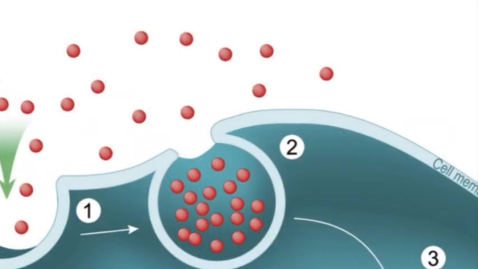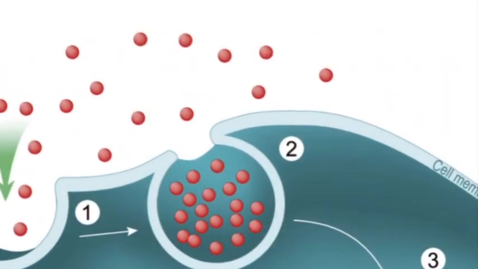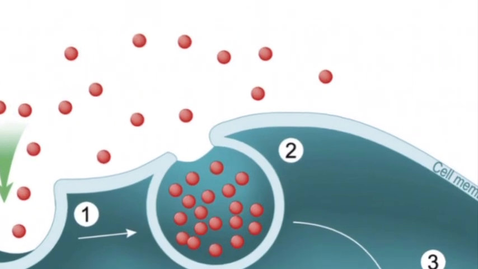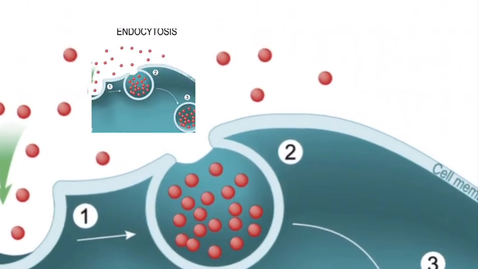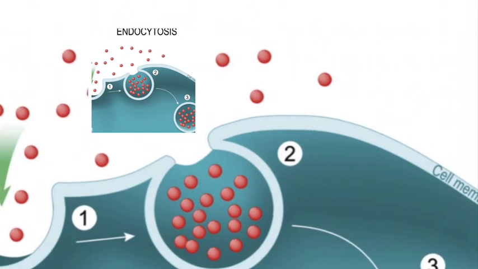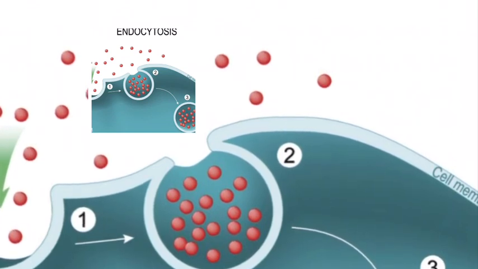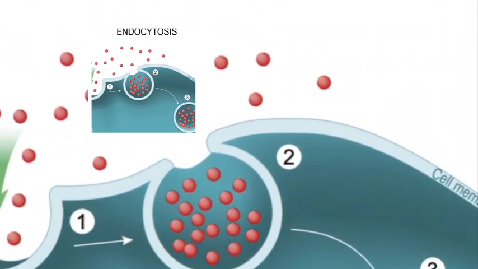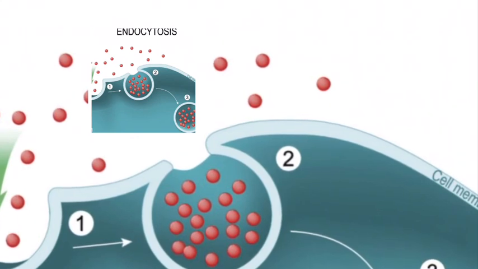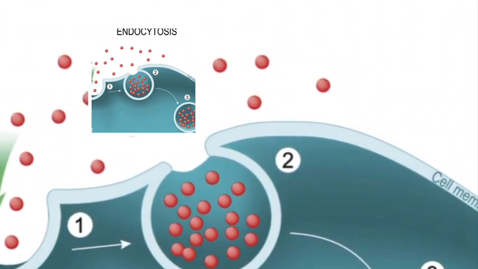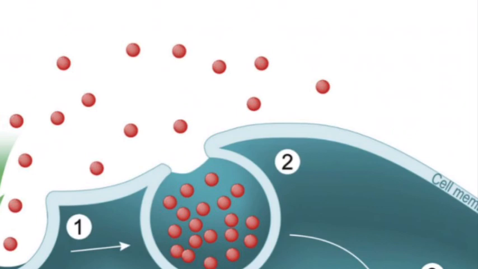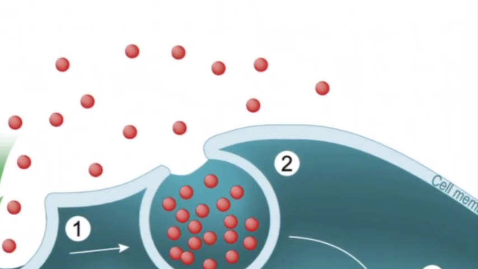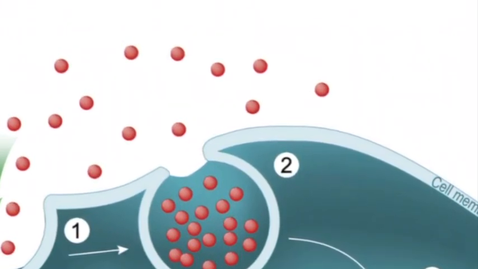In this illustration, endocytosis is shown as the large molecules entering the cell by making vesicles. Number 2 shows how part of the cell membrane forms a vesicle. As I told you, a vesicle could be imagined as a bubble inside the cytoplasm.